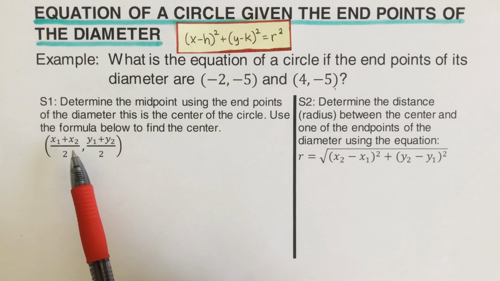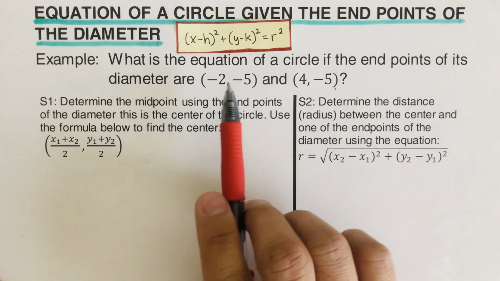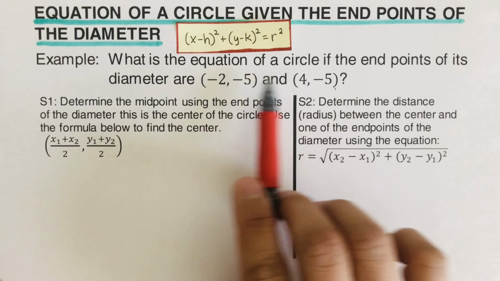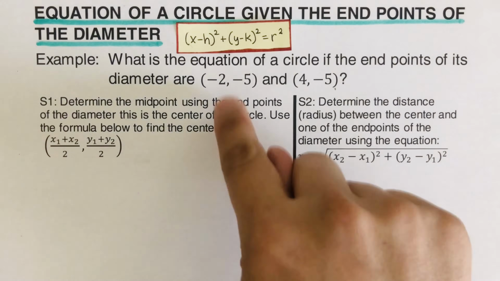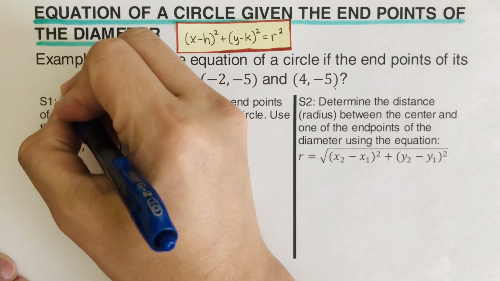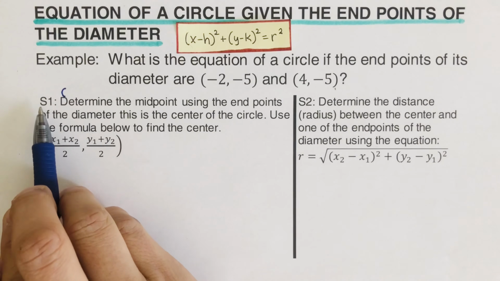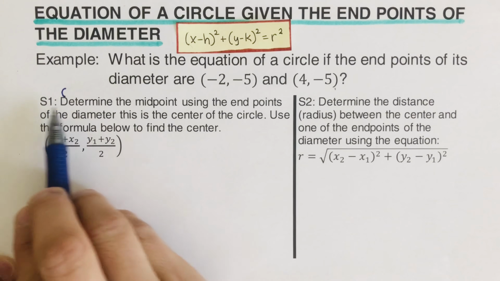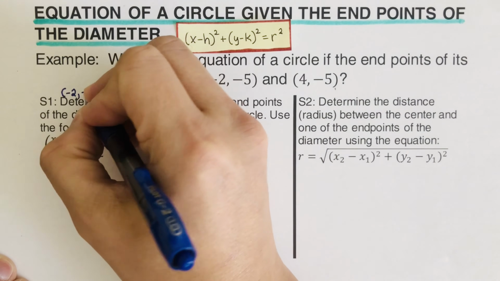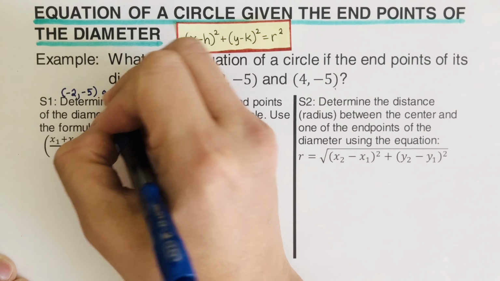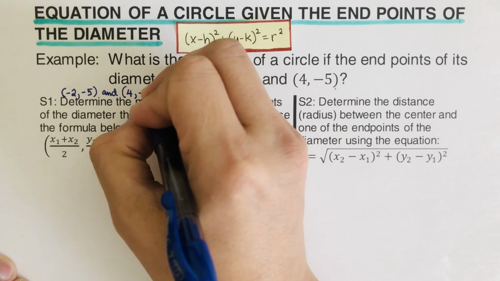So this is the midpoint formula. In order to use this equation, we need to find what's in between these two points. I'm going to write these two points here so we can label them. There are two steps actually, so I put them separately, and we're doing the first step right now. We need the endpoints of the diameter. That would be (-2, -5), and then the other end is (4, -5). So these are the two endpoints.